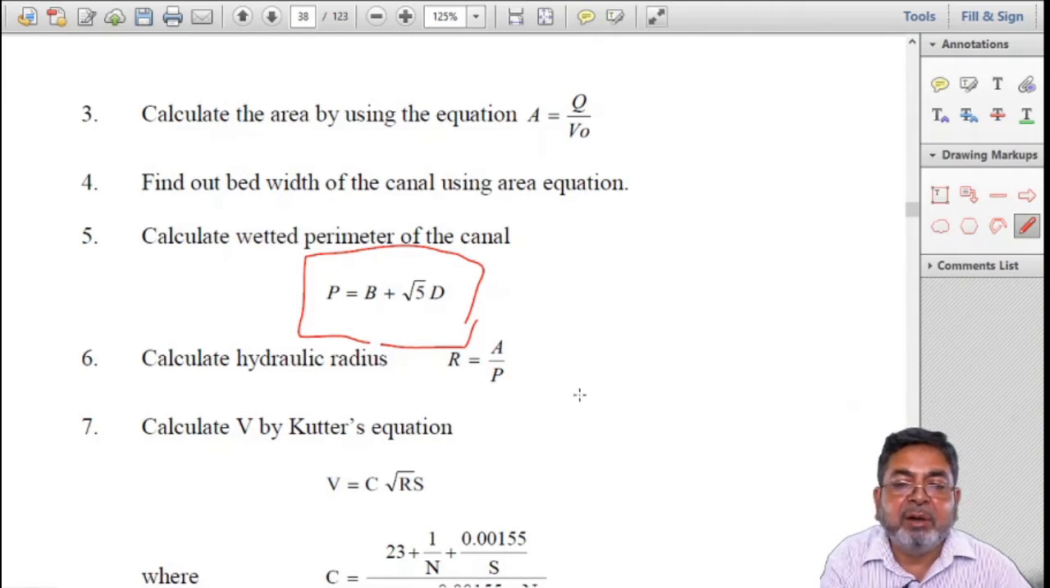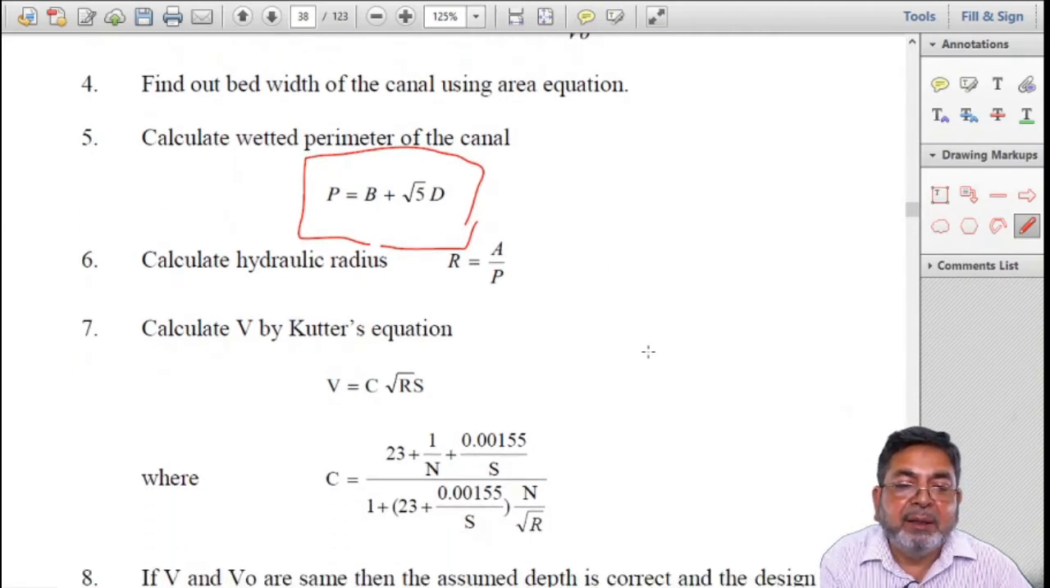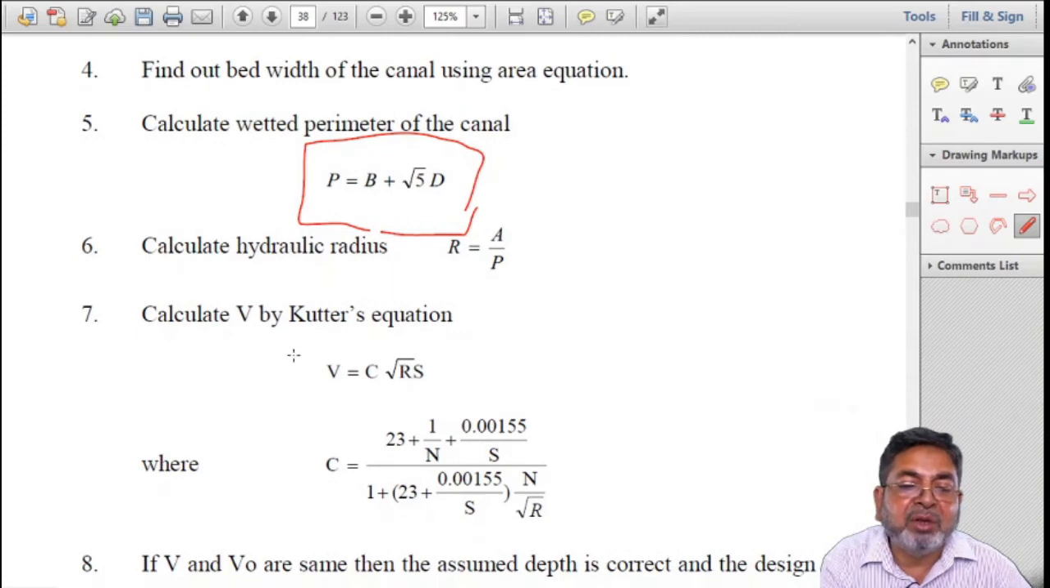Area you have already got and wetted perimeter you have got from here. So hydraulic radius you can find. Now you can find out the actual velocity of flow given by Chazy's equation, and then this velocity will have to be compared with the velocity given by Kennedy, that is critical velocity.